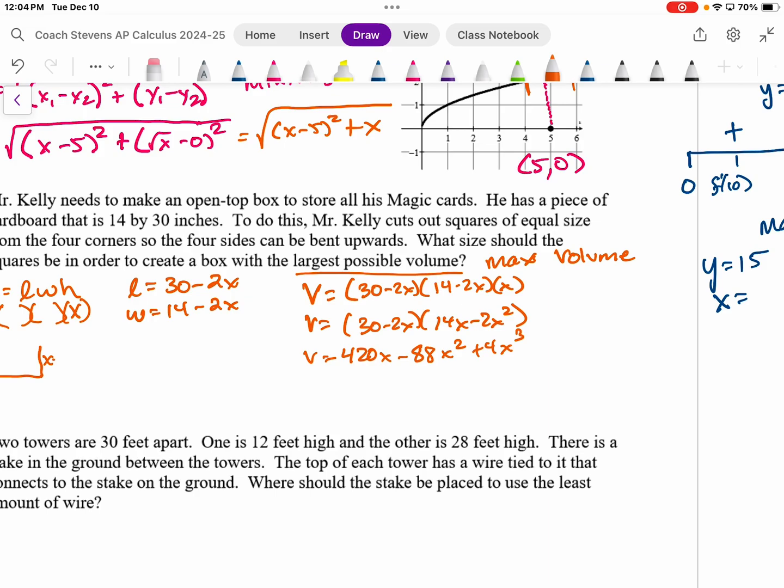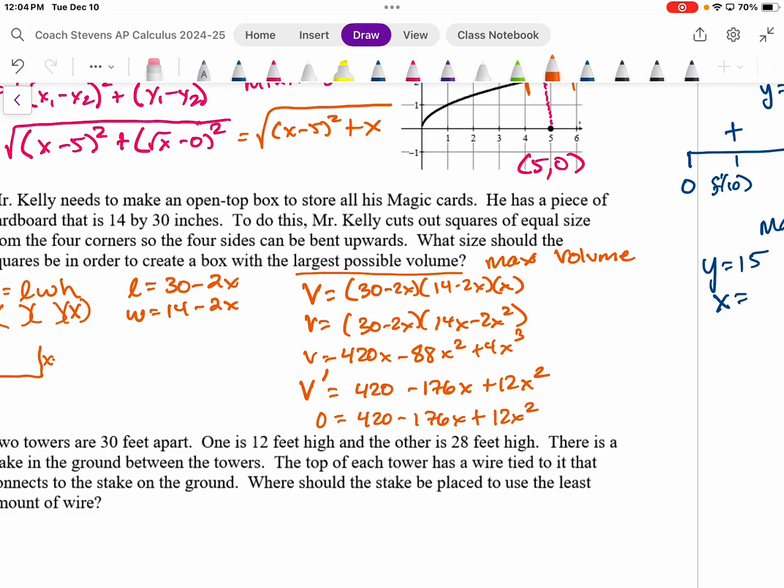All right, so let's find v prime. Okay, remember, this is not velocity. It's volume. So 420 minus 176x plus 12x squared. So 0 equals 420 minus 176x plus 12x squared.